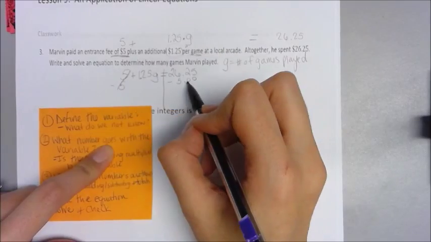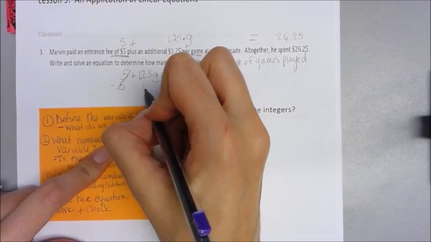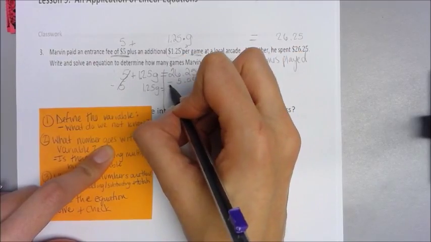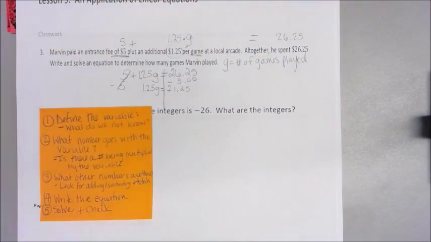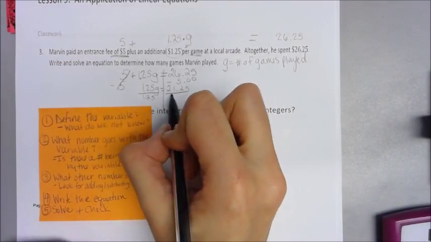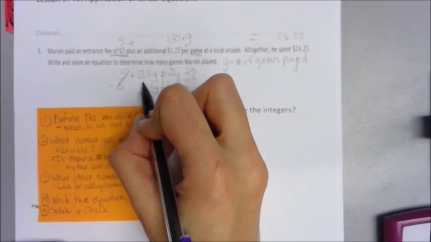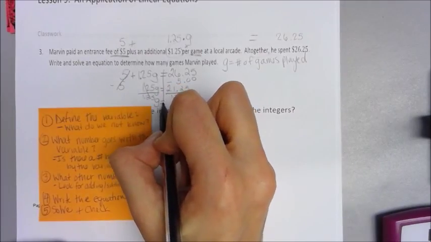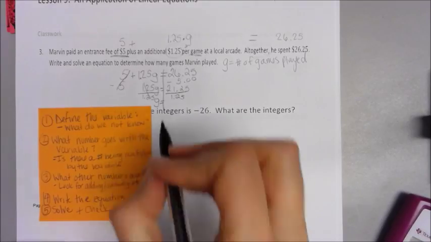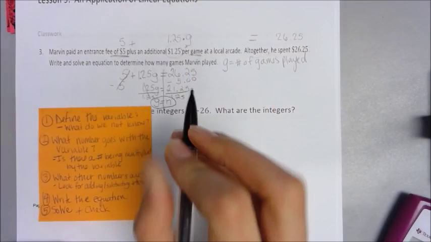I know that's the same thing as $5 for my total here. This is a positive 1.25G I bring down. And I know that 26.25 minus 5 is 21.25. Next, I'm going to try to get rid of this multiplication between the $1.25 times G. And I know the inverse of multiplying is dividing, so I'm going to divide by $1.25 on both sides. 1.25 divided by 1.25 is just 1. And 21.25 divided by 1.25 is 17. So we have G is equal to 17.